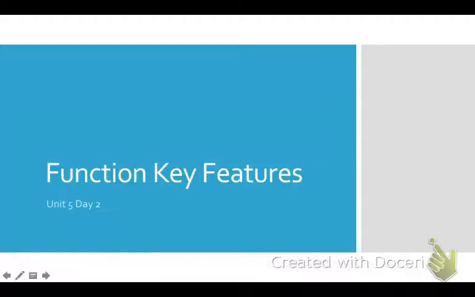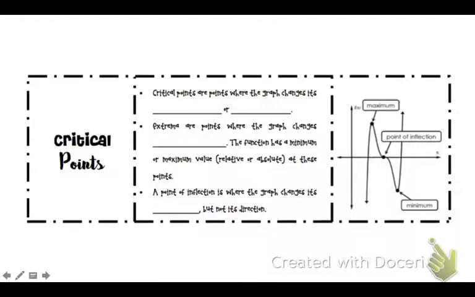Okay, function key features, Unit 5, Day 2. So we're going to go over a couple things. We're going to start with critical points. So critical points are where the graph changes direction or shape.